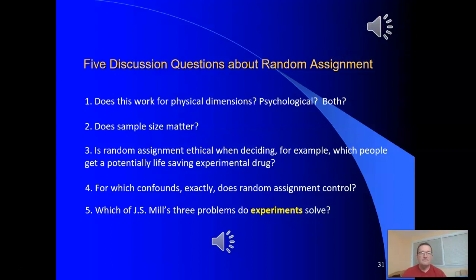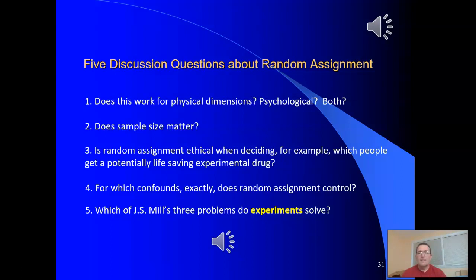Random assignment works well for both physical and psychological dimensions. So whether you want to create 2 identical groups in terms of age, height, hand size, or knowledge of elephants, it really doesn't matter what the dimension is. Random assignment creates 2 equal or at least nearly equal groups.